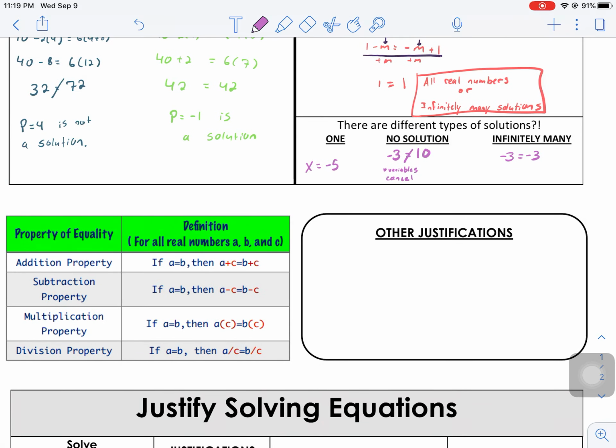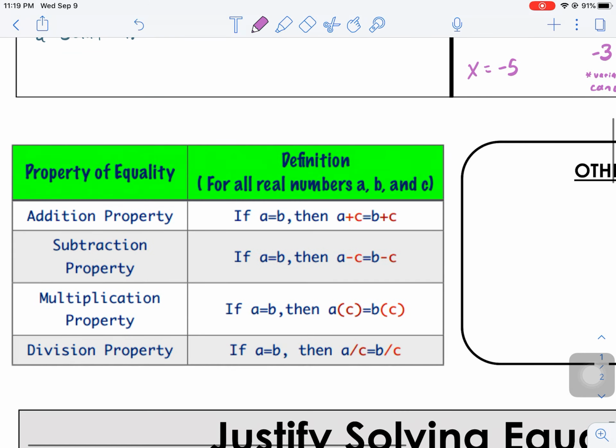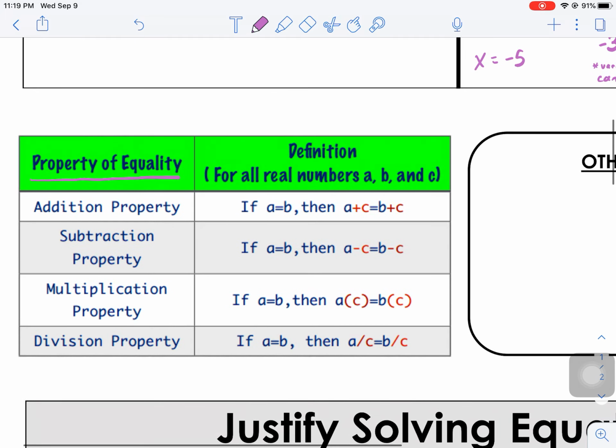So, let's talk about justifications, guys. What you would need to write for justifications is actually just physically saying what you're doing. So these are all properties of equality, okay? The addition property of equality is just talking about adding the same thing to each side. Subtraction, subtracting from each side. Multiplication, multiplying to each side. And then division, dividing by each side, okay?